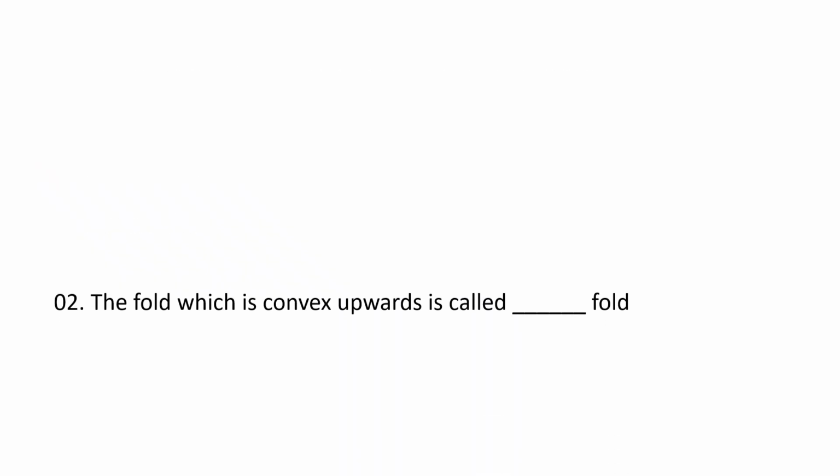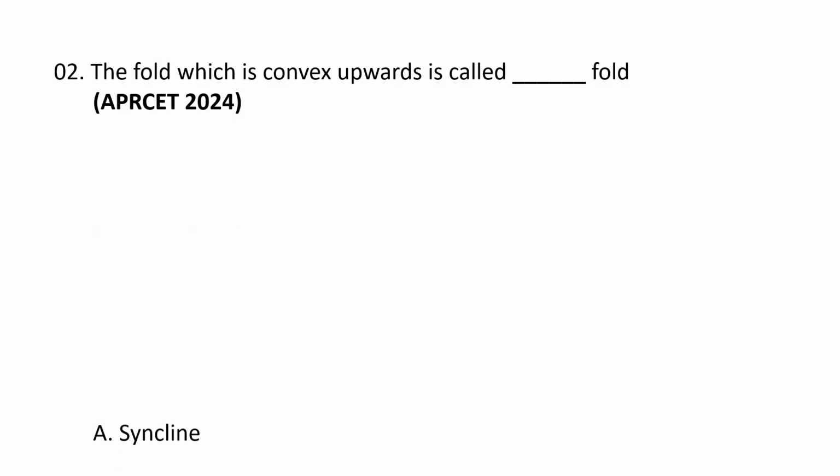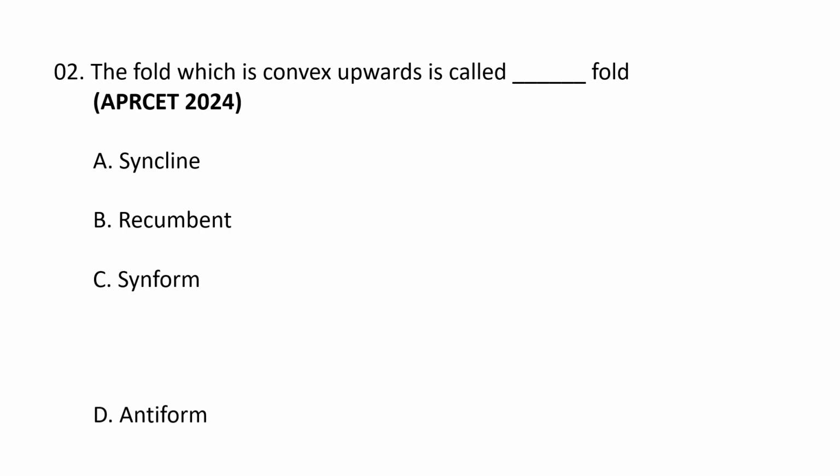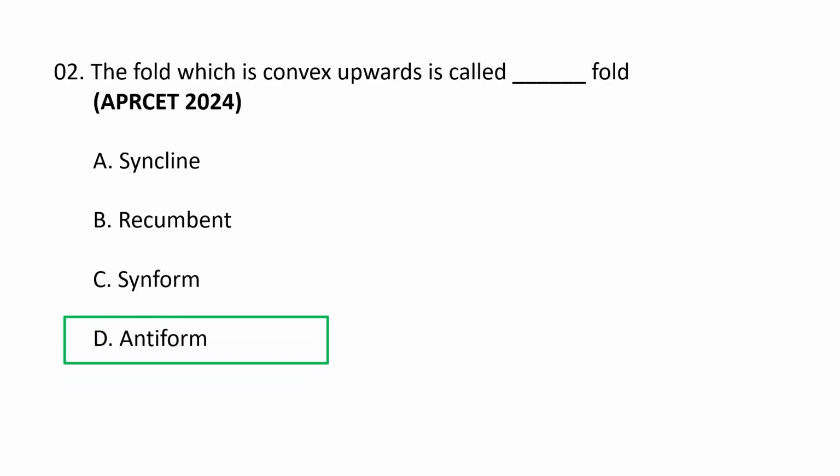Next question. The fold which is convex upwards is called what type of fold? A. Syncline, B. Recumbent, C. Synform, D. Antiform. The correct option is D, antiform. A general term for a fold which is convex upward regardless of the age of the rock layers is known as antiform. D is the correct option.